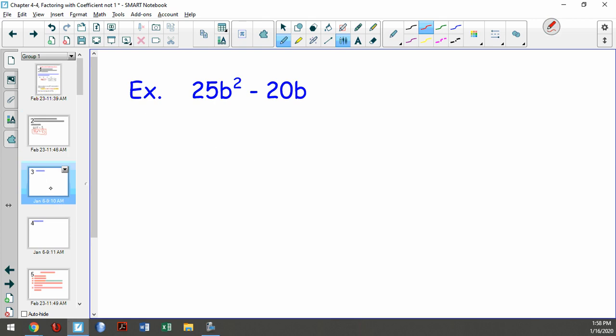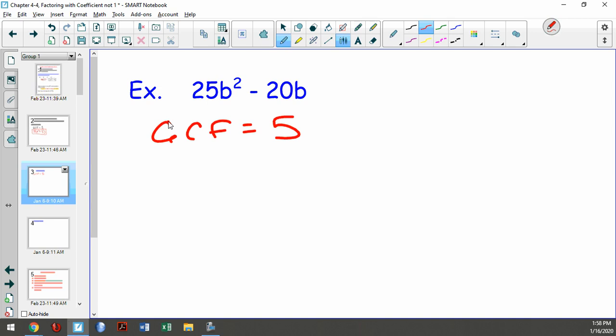25b squared minus 20b. Now, what number goes into both 20 and 25? What is the largest number, okay? It is 5. So we know we have a GCF of at least 5. Now look at the variables. Is there a GCF of the variables? How many b's are in the first term? 2, because it's b squared. B squared is b times b. How many b's are in the second term?